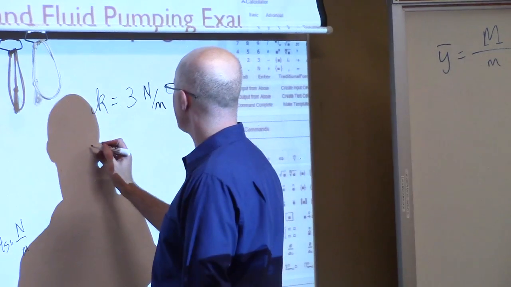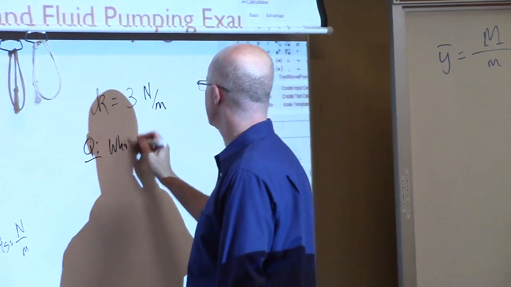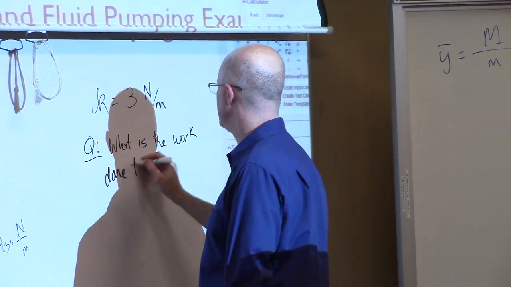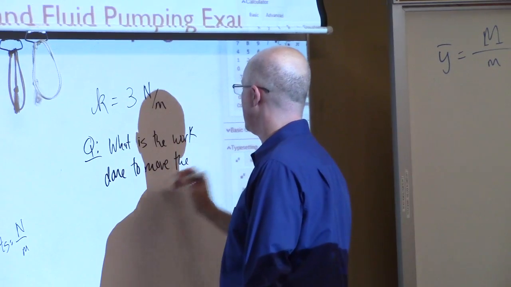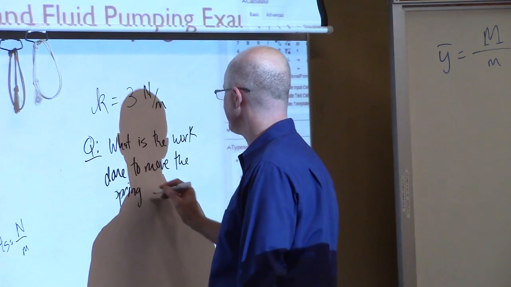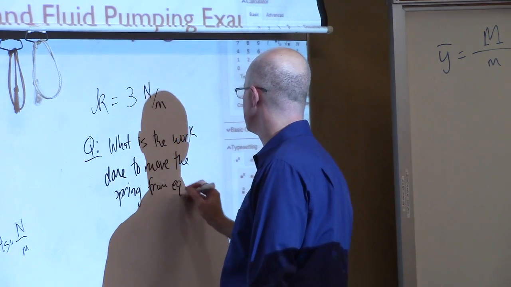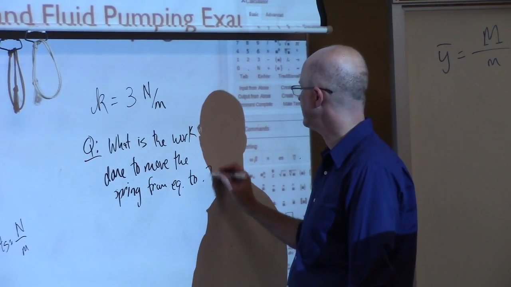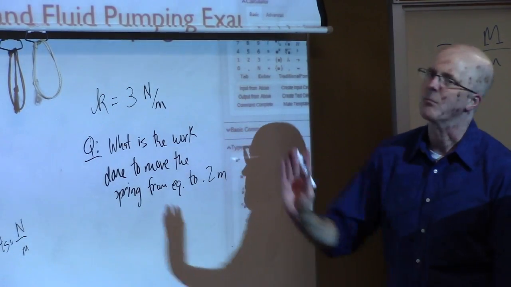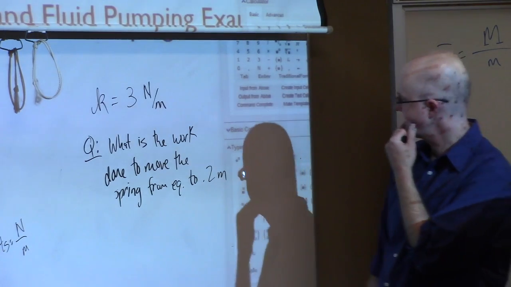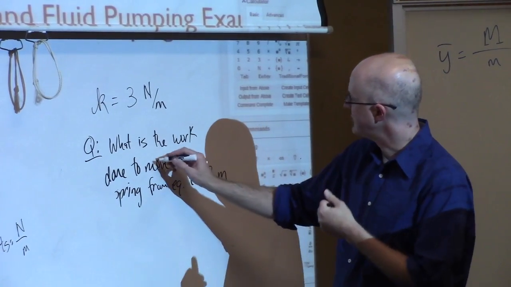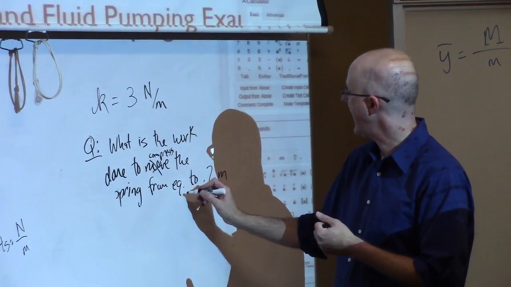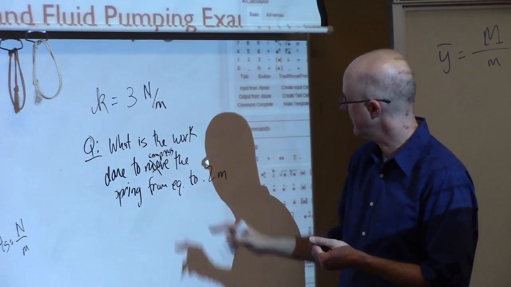All right? Question here is, what is the work done to move the spring from equilibrium to, say, 0.2 meters? Or compression of 0.2 meters is maybe a better way to say that instead of move. Maybe to compress the spring by 0.2 meters. Eq here means equilibrium.